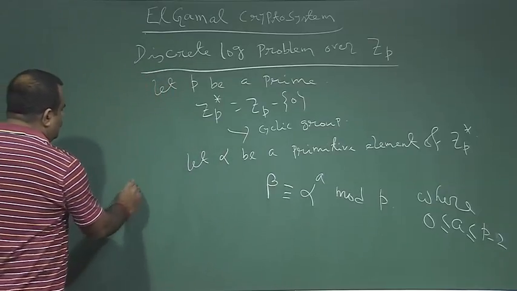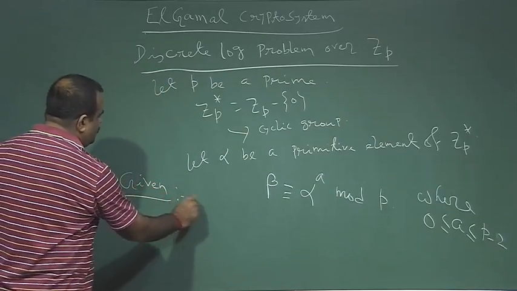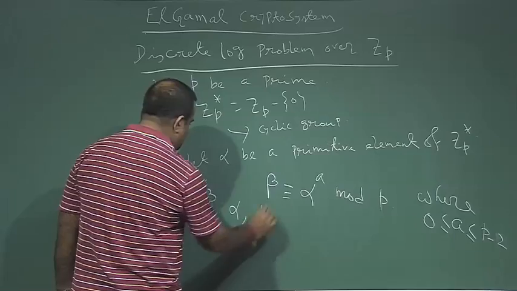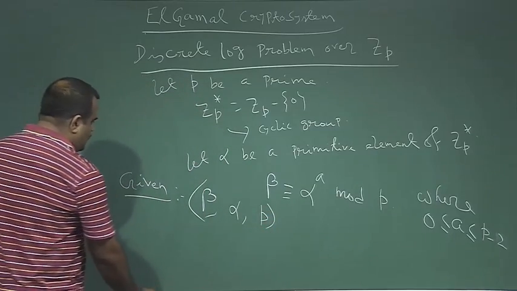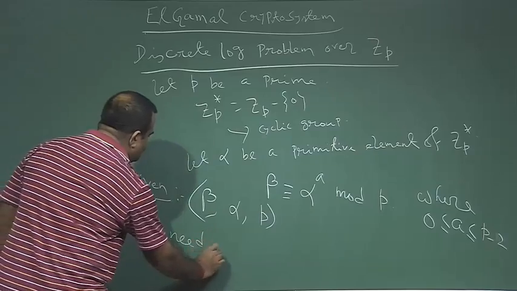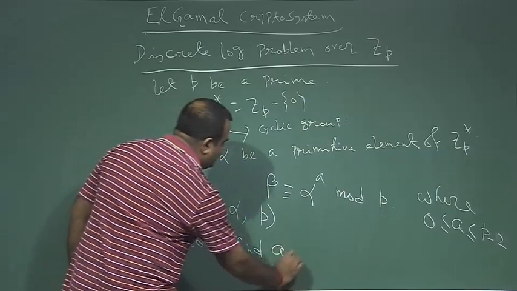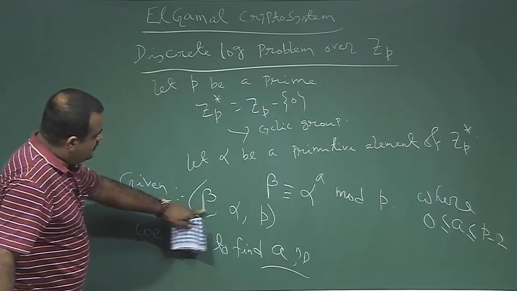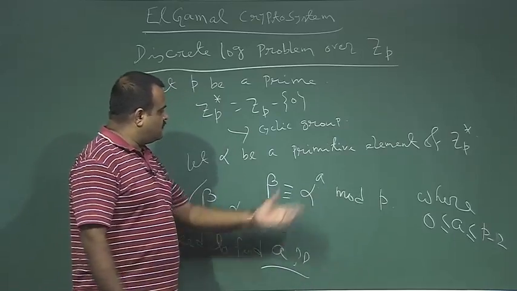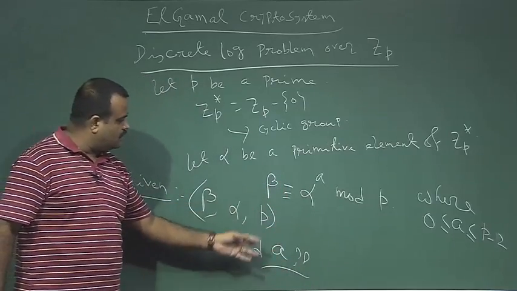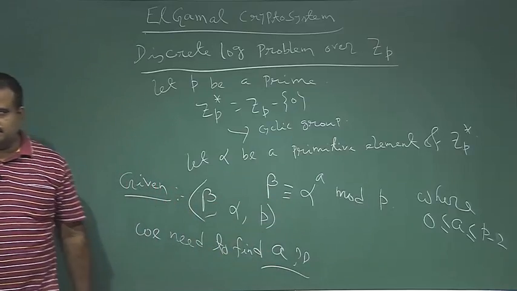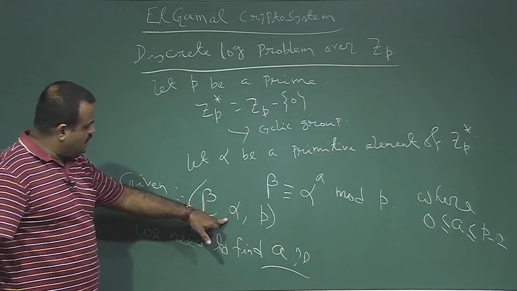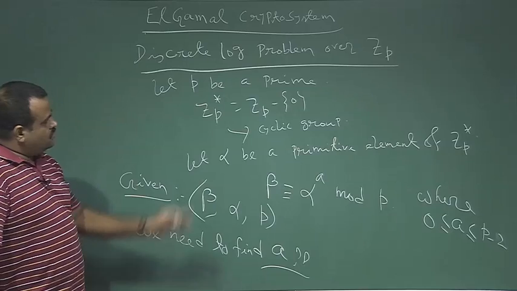So the discrete log problem is: given the values beta, alpha and p, we need to find a. So this is called the discrete log problem. If all are integers, this is sort of a log of beta to the base alpha kind of thing. So given alpha, beta and p, we need to find a.